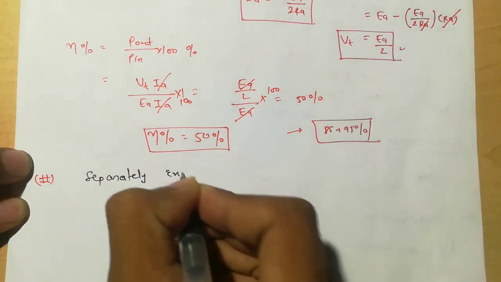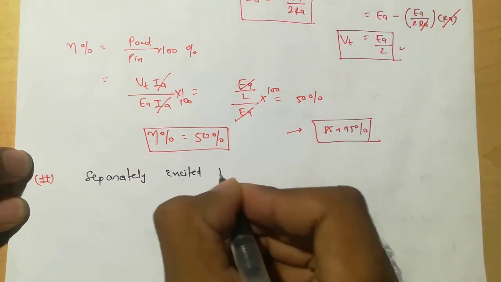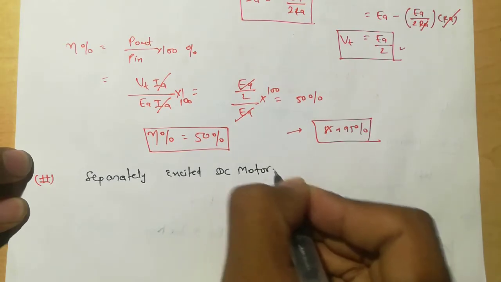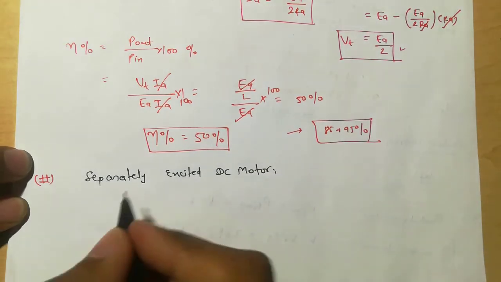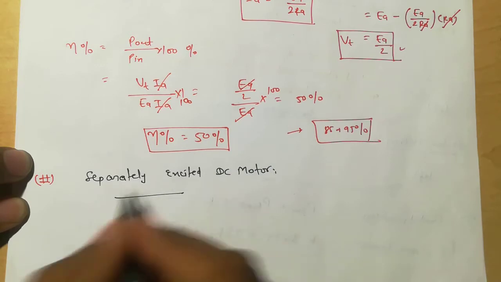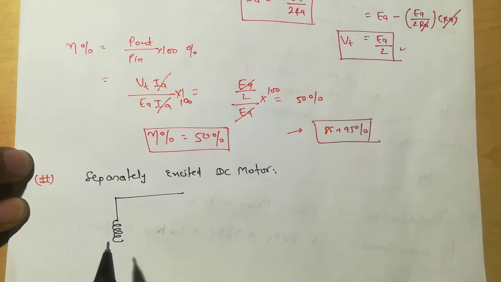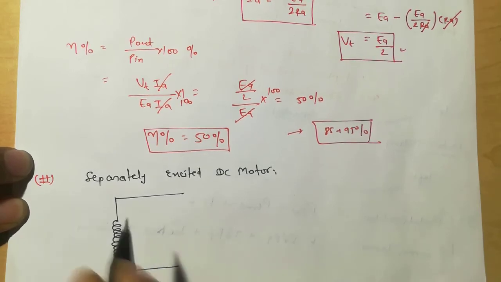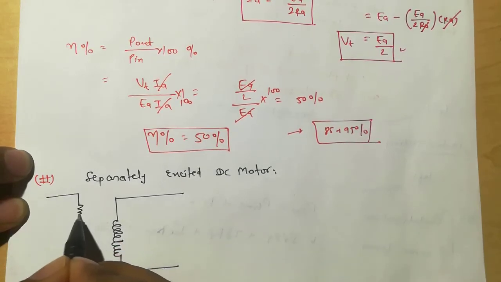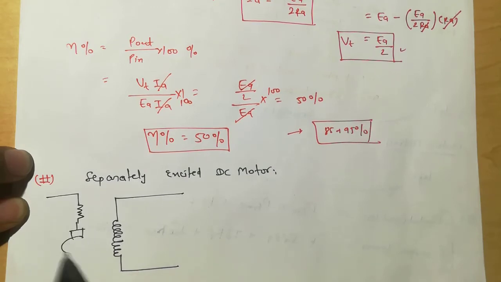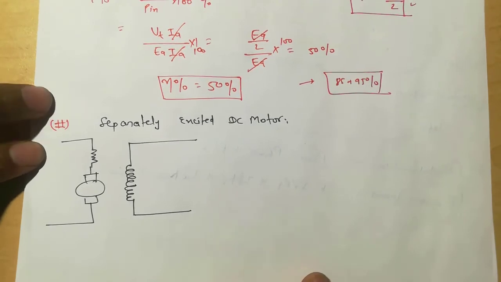Separately excited DC motor. Okay, so in this condition we have a separately excited DC motor. This is our field winding like this, and here this is our armature resistance and armature like this. Okay, so this is our separately excited DC motor.